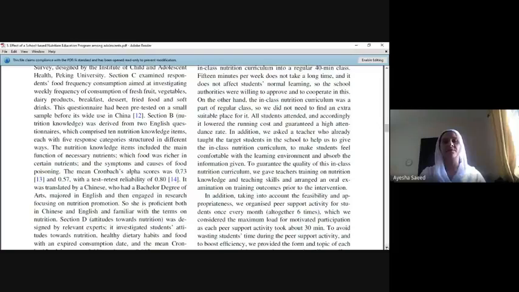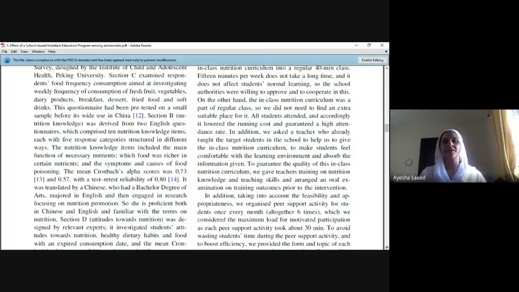So, as it was not a separate class or after-school class, as it was part of maybe the health education class, we'll see afterwards what it was part of. Therefore, each and every student attended it. In addition, we asked a teacher who already taught the target students in school to help us give the in-class nutrition curriculum, to make students feel comfortable with the learning environment and absorb the information given. So their regular teacher was involved in it, not an outsider or the researcher himself.